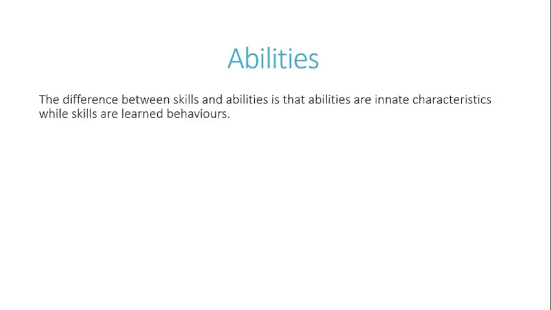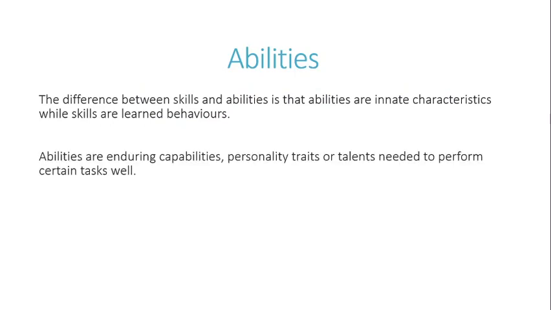So lastly, moving on to abilities. The difference between skills and abilities is that abilities are innate characteristics, while skills are learned behaviors. Abilities are enduring capabilities, personality traits, or talents needed to perform certain tasks well. And because abilities are innate, they are more difficult to train compared to skills.